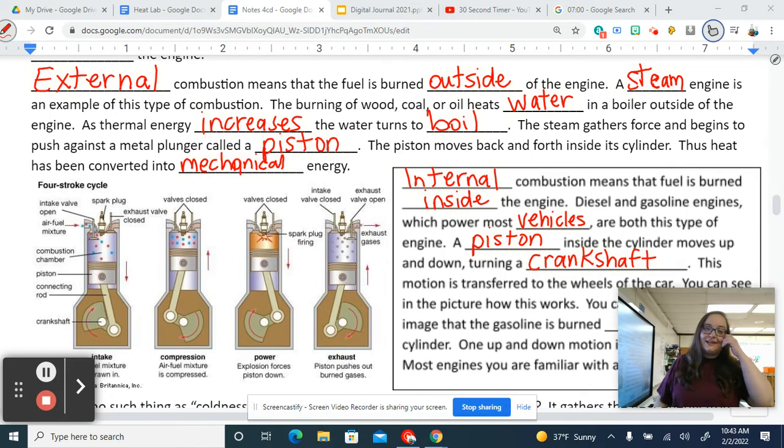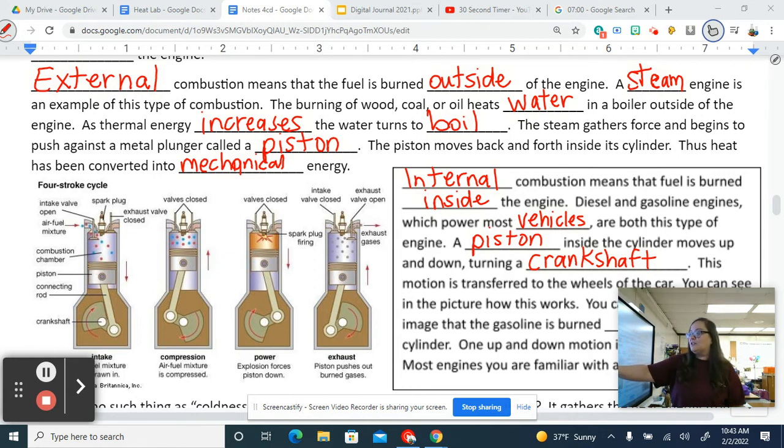Now, what I need you to understand is that this process, the 4 strokes, happen in every single cylinder. For some reason, because we've got these 4 here, people think, well, that's the intake cylinder, and that's the compression cylinder, and that's the power cylinder. No, you need to know that you could have an engine that had 1 cylinder, and it does all 4 of these strokes. Okay, so the first stroke is intake.